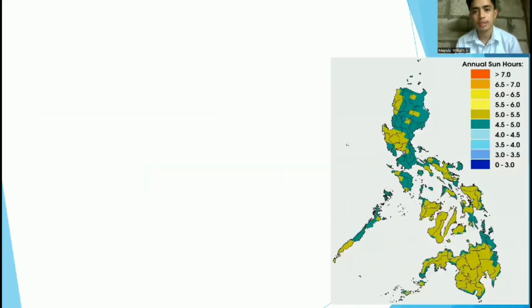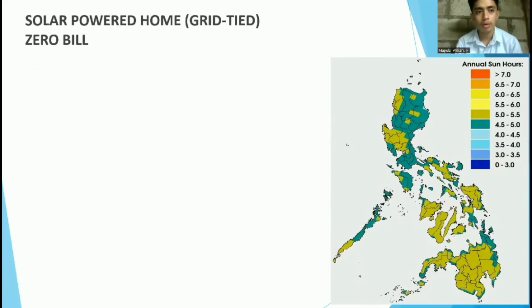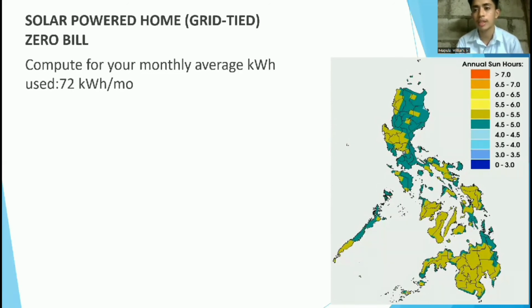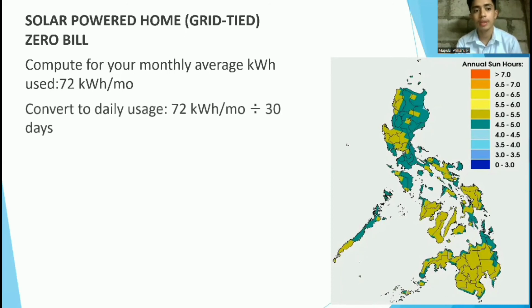Then next is for solar powered homes, zero bill. Para ma-achieve natin yung zero bill, kailangan natin mag-compute ng ating monthly average ng kilowatt hour. Ang monthly kilowatt hour namin is 72 kilowatt hour per month. Then, convert natin siya sa daily usage na 30 days. Meron tayo ngayon na 2.4 kilowatt per hour per day.